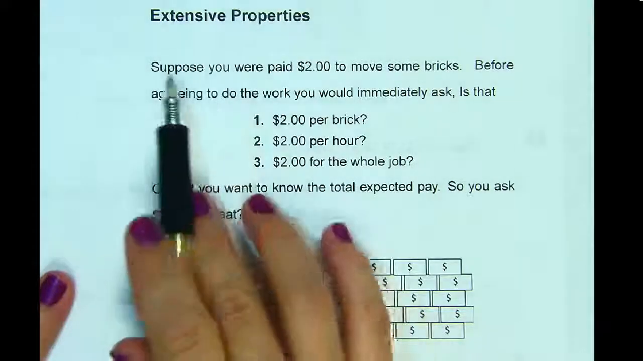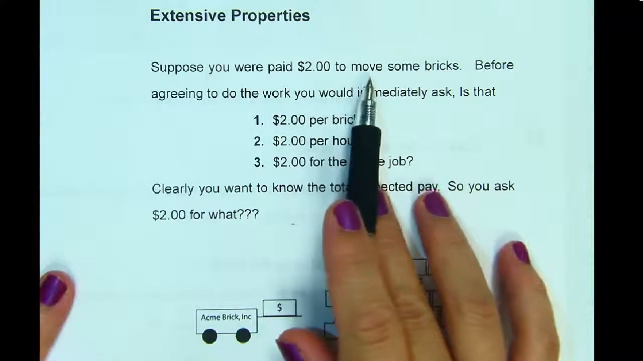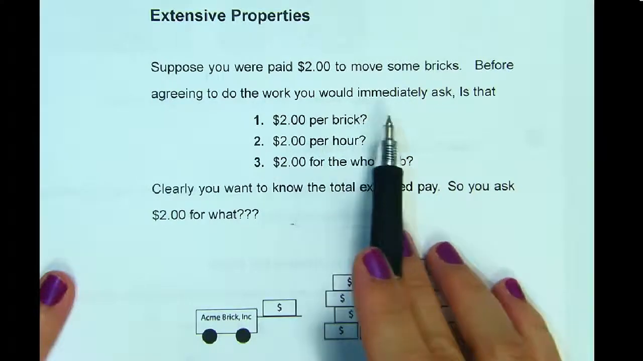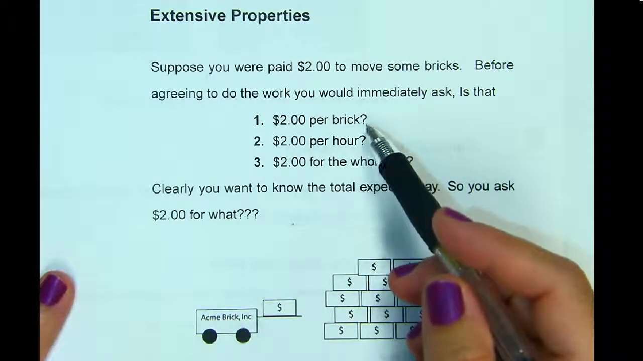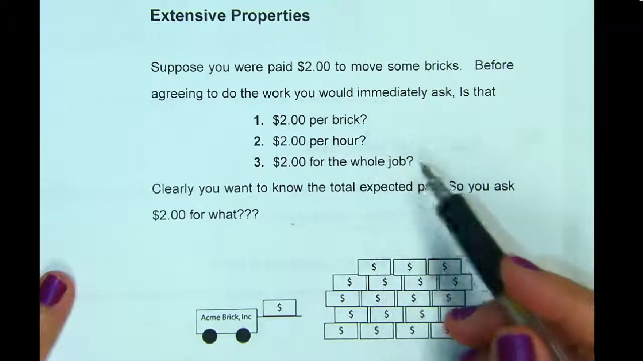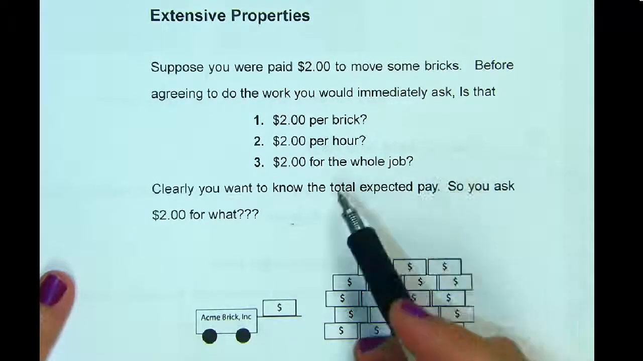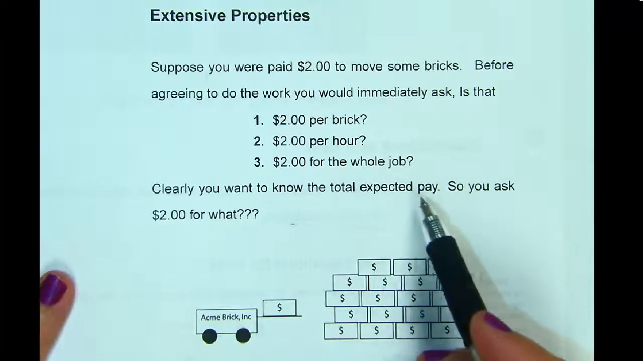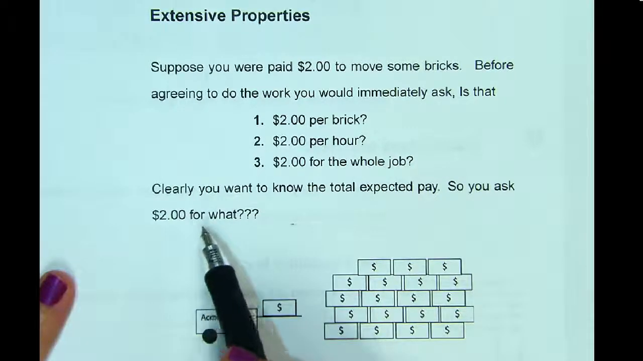Extensive properties. Suppose you were paid $2 to move some bricks. Before agreeing to do the work, you would immediately ask, is that $2 per brick, $2 per hour, or $2 for the whole job? Clearly you want to know the total expected pay, so you ask $2 for what?